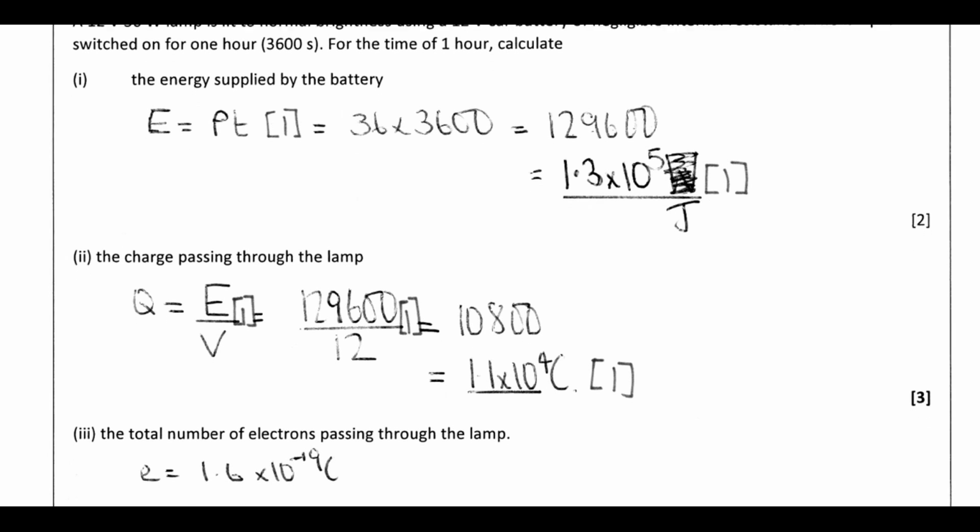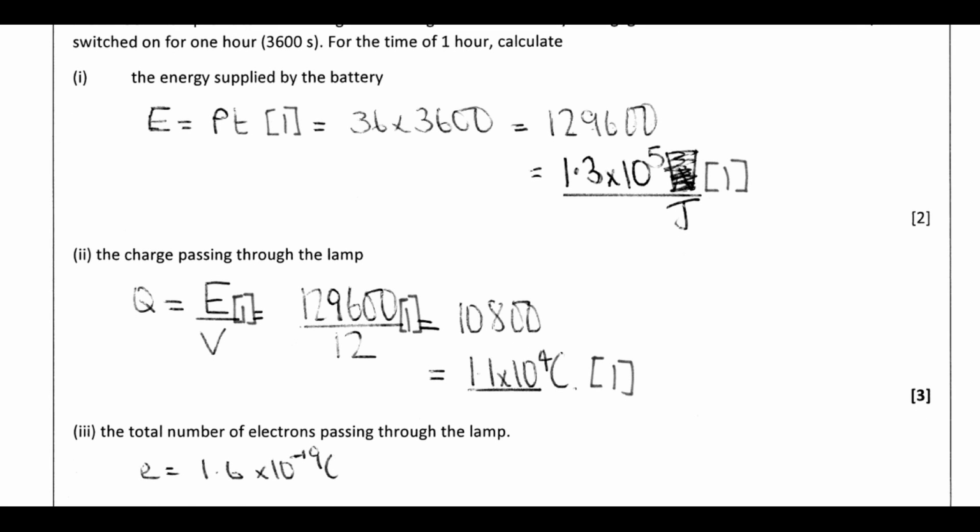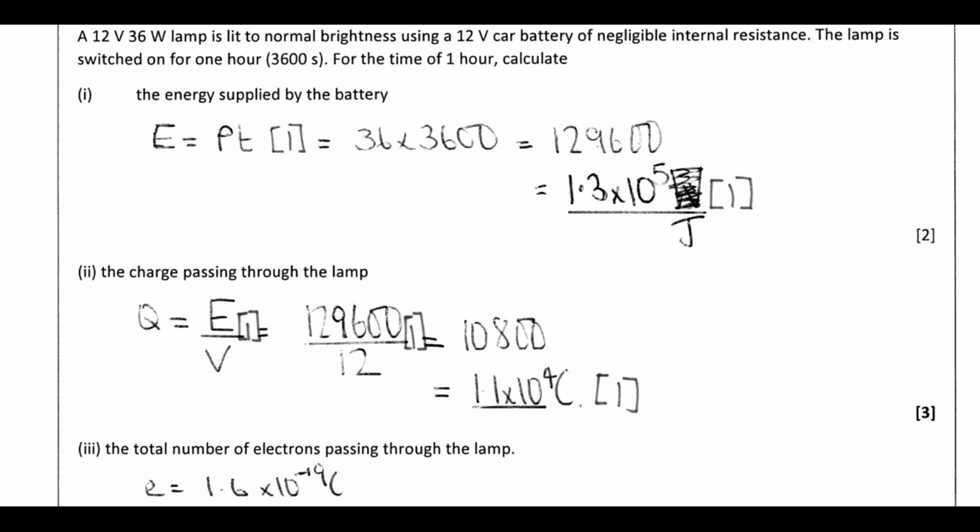The next one wants us to work out the total number of charges that are passed through the lamp. We've got energy, we just calculated it. We've got potential difference, so we can calculate charge using this equation here. Notice again another mark for stating your equation in rearranged form. We've got numbers substituted in, and there's a mark for showing that as well.